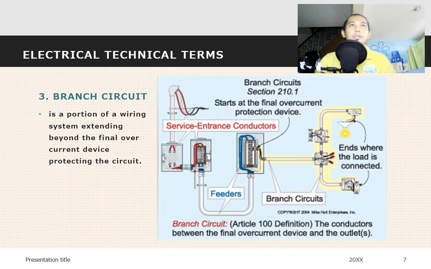We have also the branch circuit. Branch circuit means the portion of the wiring system extending beyond the final overcurrent device protecting the circuit. So this goes from the service, from Meralco, to our fuse box, to our panel board, to the feeders, and then it is spread out through branch circuits. So that's how it is.